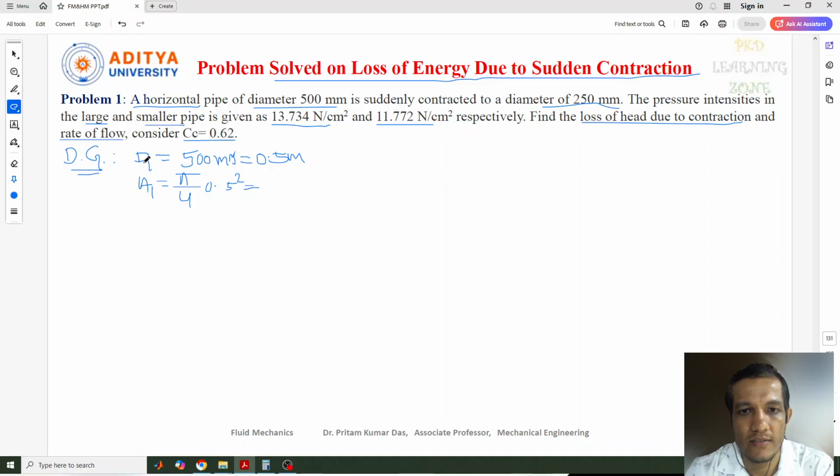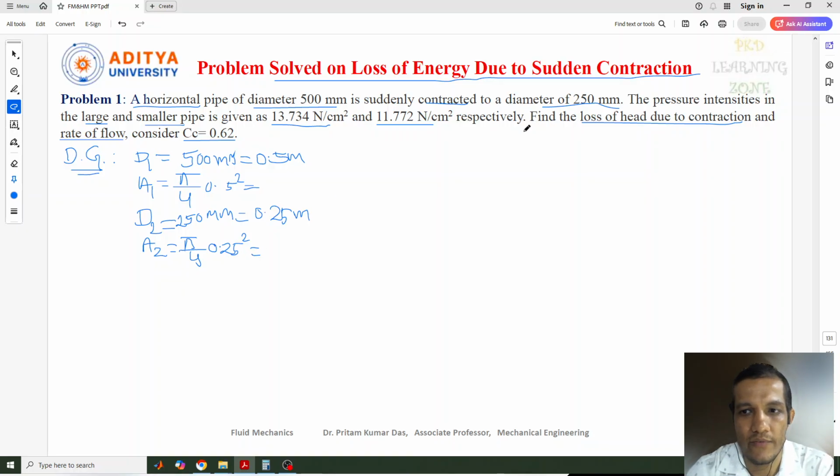Similarly, this pipe is suddenly contracted, or compressed, to a diameter of 250 millimeter. So the diameter D2 is given as 250 millimeter. We can also write this in meters, so this is 0.25 meter. And again here we can write the same thing: the area of that smaller pipe, A2. A similar formula applies, pi by 4 D2 square, that means pi by 4 into 0.25 square.